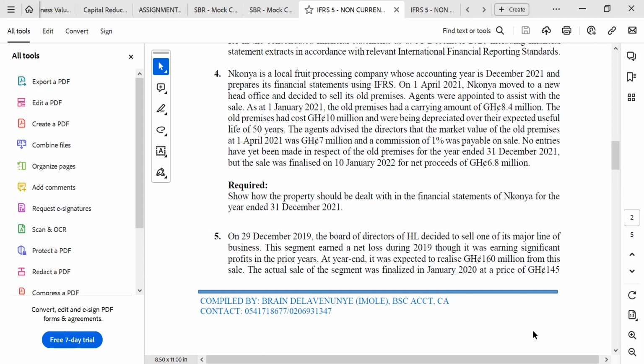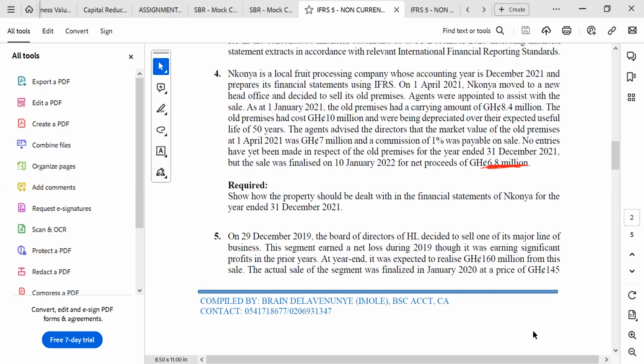Or if the people want to do it very well, payable on sale. So the commission will be charged on the 6.8. If this should be the actual selling price, it means that the commission will be 1% on the sale. But some people can charge you a fixed commission, that since it's 7%, we are going to charge a commission on the 7%.